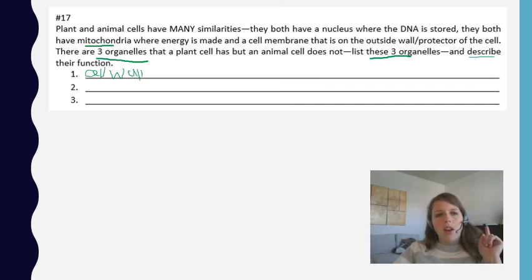So cell wall, the other one we talked about was a chloroplast, C-H-L-O-R-O-P-L-A-S-T, chloroplast. And do you remember what that one does? It captures the sun's energy, right? And it turns it into fruit, or anyway, so that's the organelle that makes plants be able to do photosynthesis. And then lastly, the last one I want to talk about is, it starts with a V. It's called a vacuole.